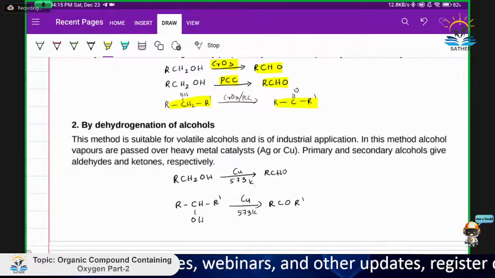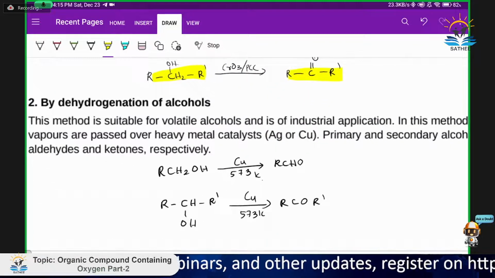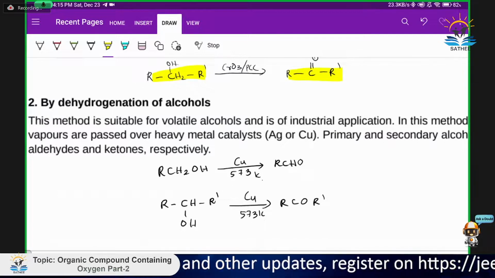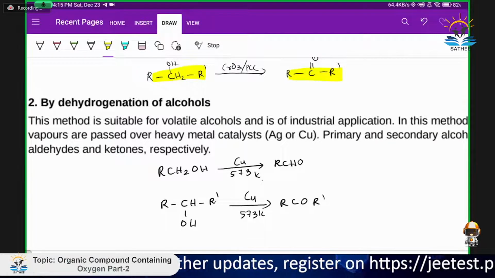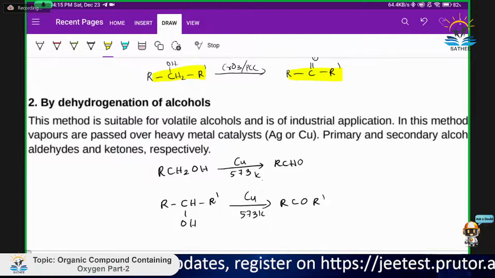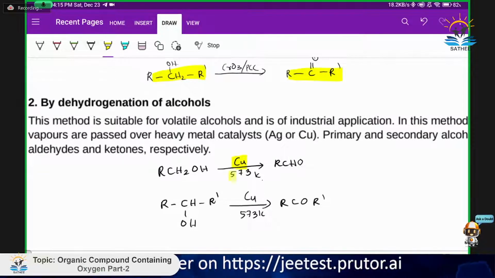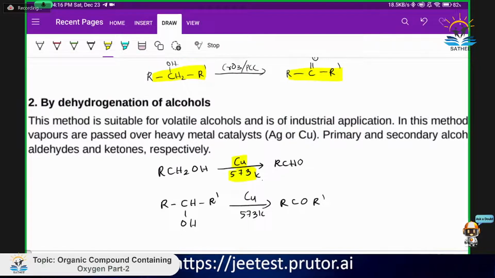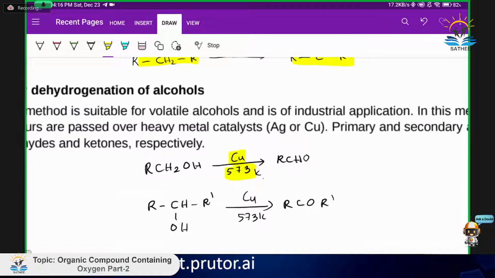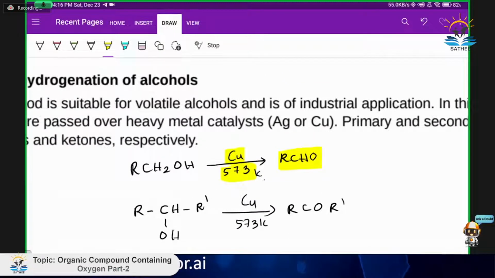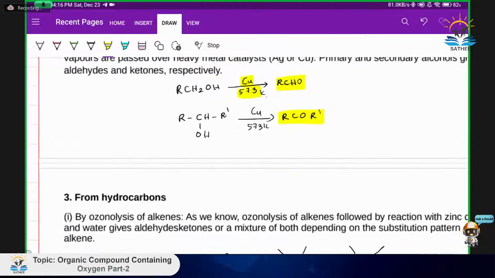So this method is known as catalytic dehydrogenation. We pass the volatile alcohol in the presence of a catalyst at 573 Kelvin, and we get the corresponding aldehyde or ketone. So if it is a primary alcohol, we get the aldehyde, and if secondary alcohol, we get the ketone. Same as before.